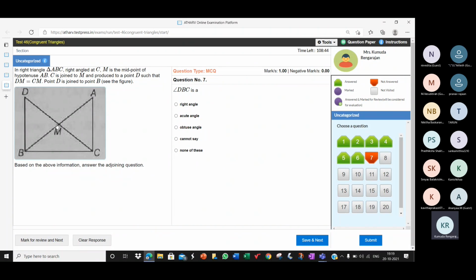Very good, Hitesh. Since these two triangles are congruent, by CPCTC this angle is equal to this angle. But they're alternate angles and they're equal, which means BD is parallel to AC. So BD is parallel to AC and BC is a transversal. Co-interior angles are supplementary. If this is 90, this is also 90, because 90 and 90 will only make 180. Angle DBC is equal to 90 degrees, the right angle.